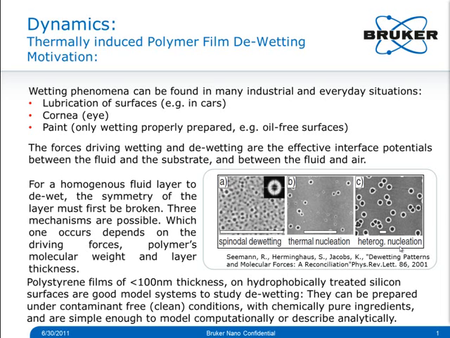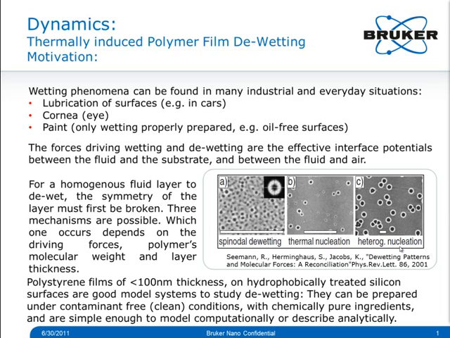When the sample temperature passes the polymer's glass transition temperature, Tg, it starts to behave like a viscous fluid. The de-wetting process can now be observed. The speed of the process is temperature dependent.